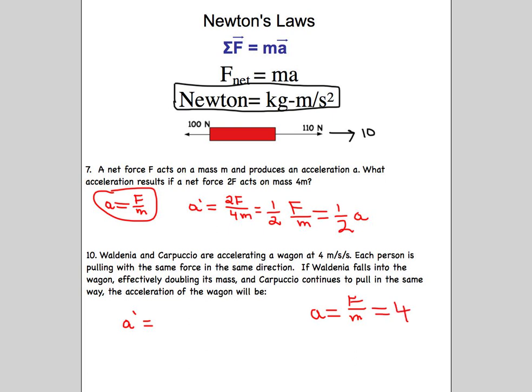If it was F before, it'll now be 1/2 F. And if he falls into the wagon, well, the mass of the wagon was M. The mass of the wagon now will be 2M. And therefore, this new acceleration we can see is 1/4 F over M. But don't forget, F over M was just 4. And so this will be 1/4 of 4, which is 1 meter per second squared.